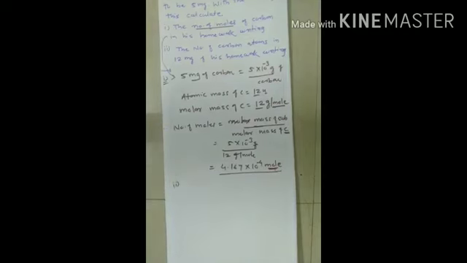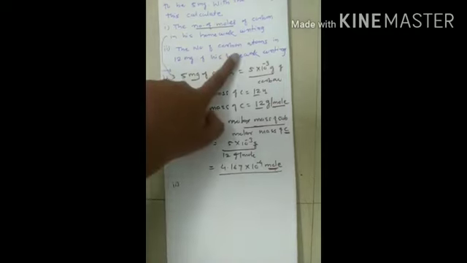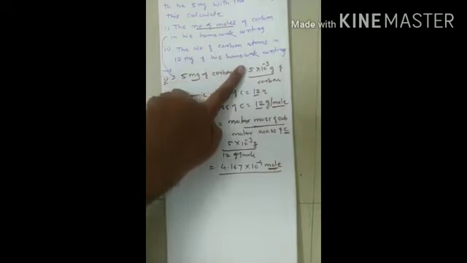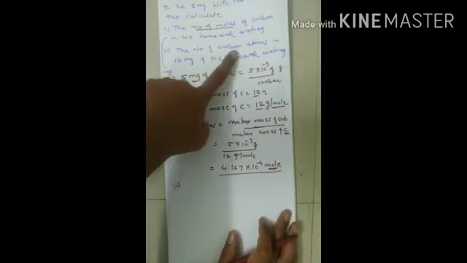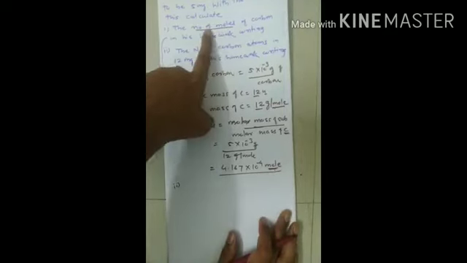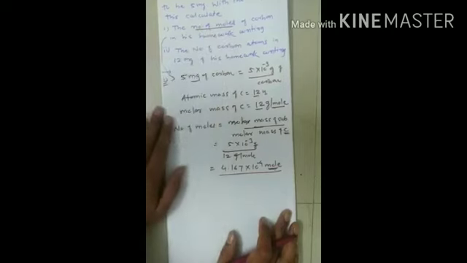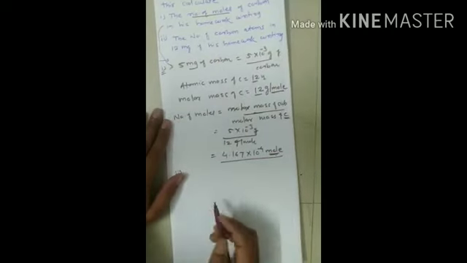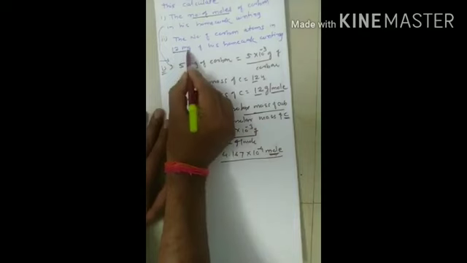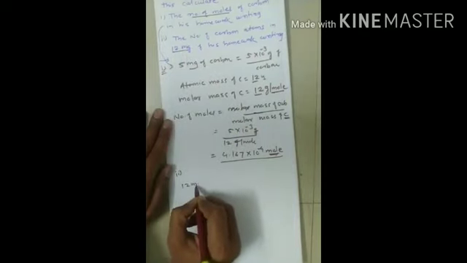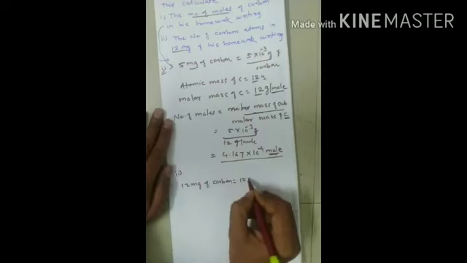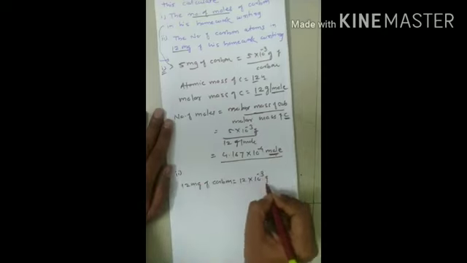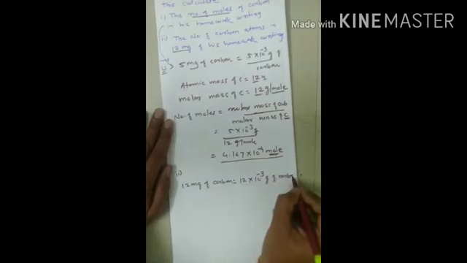The second question is like this: the number of carbon atoms in 12 milligram of carbon. Here we have to calculate the number of carbon atoms, so in that case we first have to calculate the number of moles. Here also the mass is different. 12 milligram of carbon is given, which means 12 into 10 raised to minus 3 gram of carbon. We have to convert this milligram into gram first.